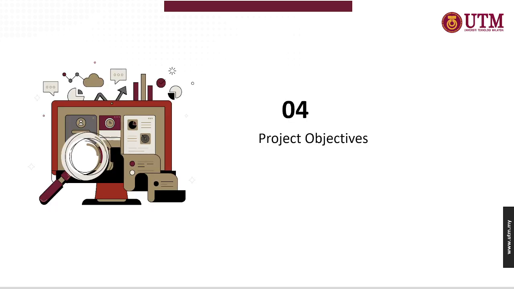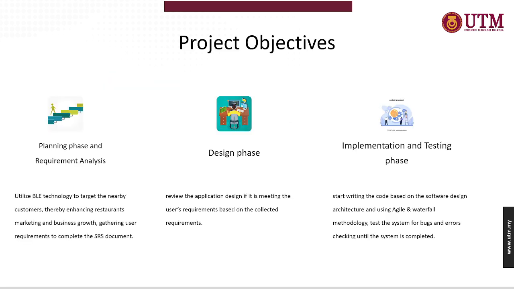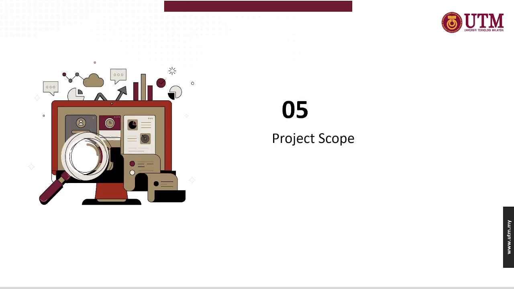For the project objectives, we have three main objectives here: planning phase and requirement analysis, which is simply to complete the SRS document; the design phase, to meet the user requirements; and the implementation and testing phase, which is the coding part. And we used a hybrid agile and waterfall methodology for this.